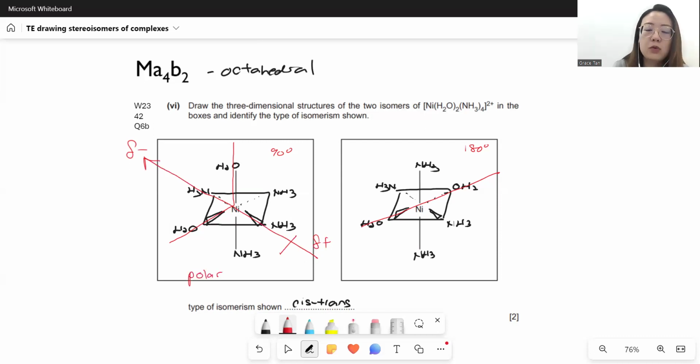On the right, the 2 water molecules cancel off each other. This is a trans molecule, and therefore it is non-polar, because the dipole moments cancel off each other. So this is the second type, right? MA4B2, we focus on the B2.